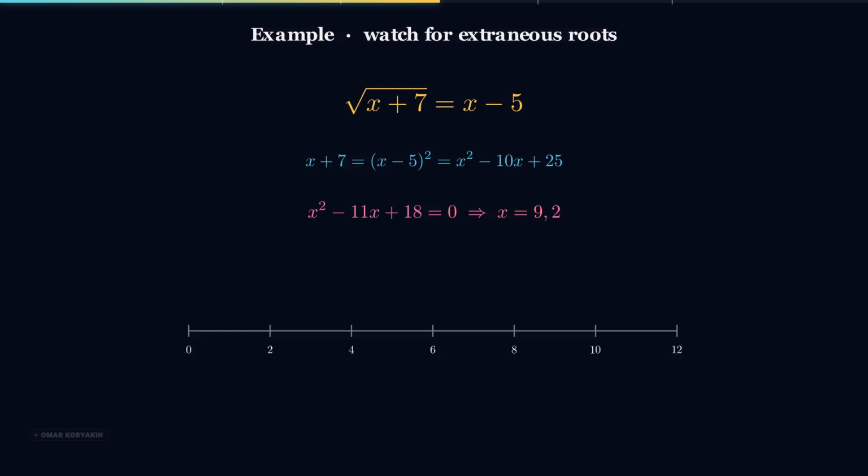Move everything to one side. x squared minus 11x plus 18 equals 0. Factor this: it is x minus 9 times x minus 2. 2 candidate solutions, x equals 9 and x equals 2.